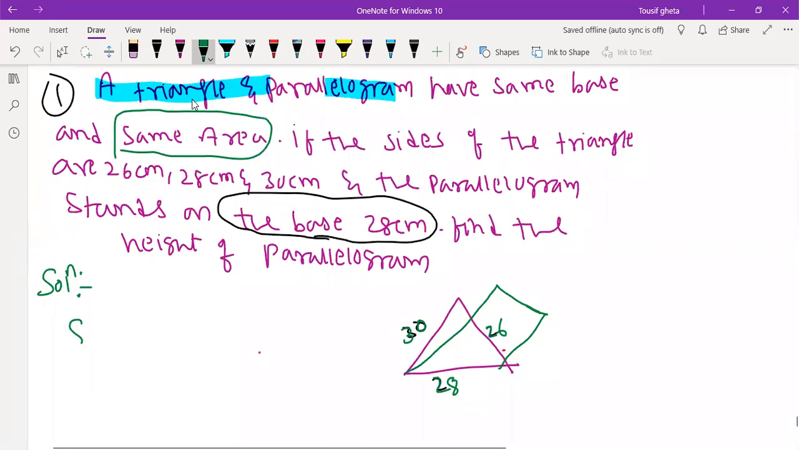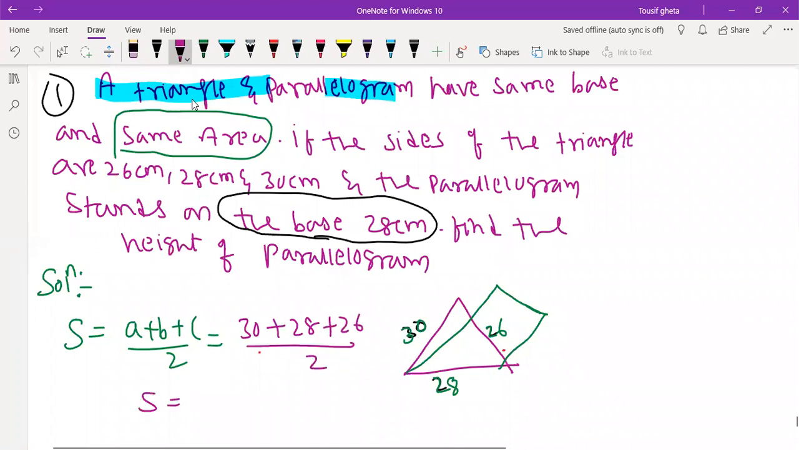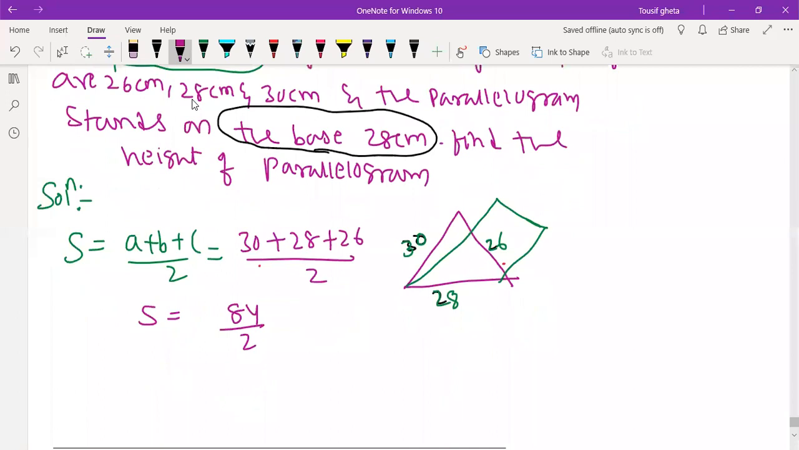For that we need the semi-perimeter, (A plus B plus C) by 2. S is 30 plus 28 plus 26 by 2. If you add it, how much will we get? 30 plus 28 is 58, 64, 74, 84, divided by 2. Now if you divide, how much will we get? 42 centimeter will we get.